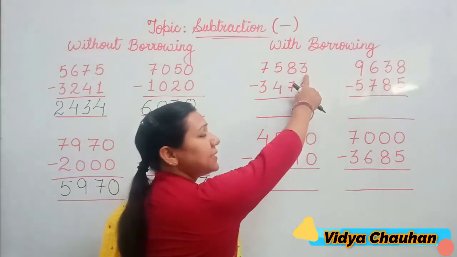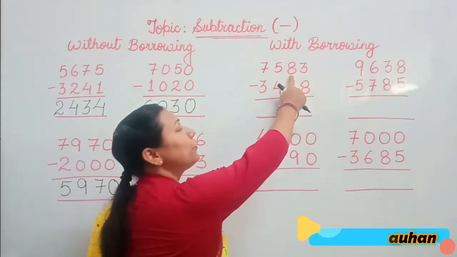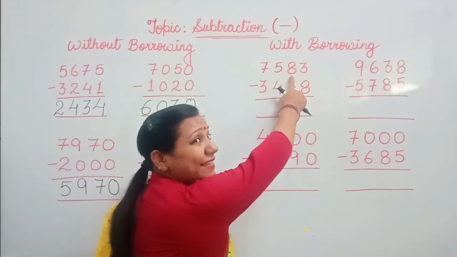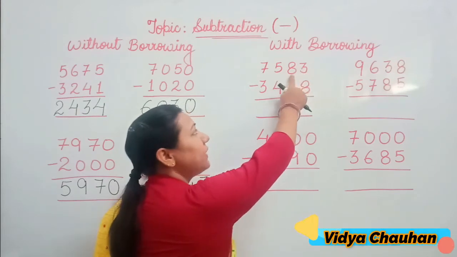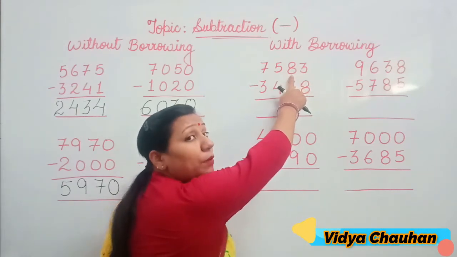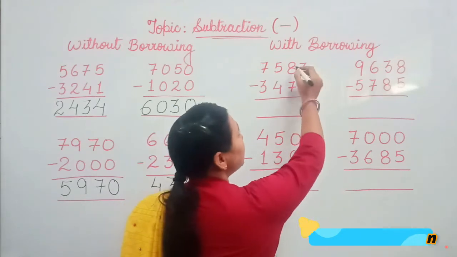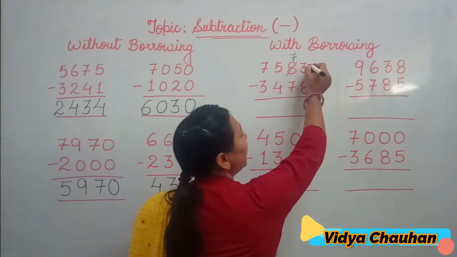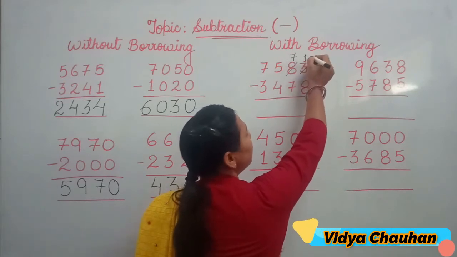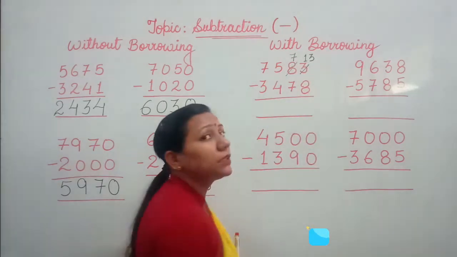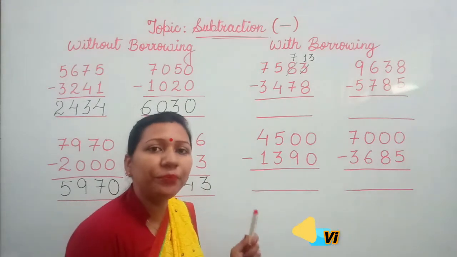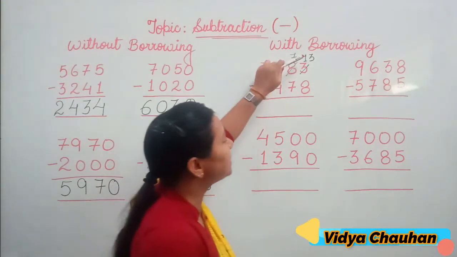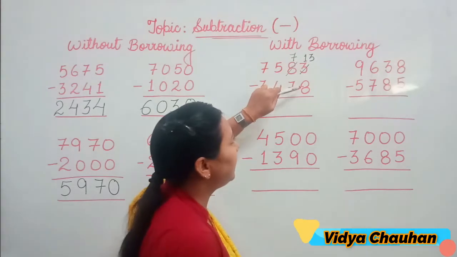This unit place digit will take a borrow from its next place. Only the next place. That means the unit place value will take a borrow from the tens place digit. So taking a borrow here, 8 will become 7. And 3, since it has taken a borrow, will become 13. Now let's subtract 13 minus 8.